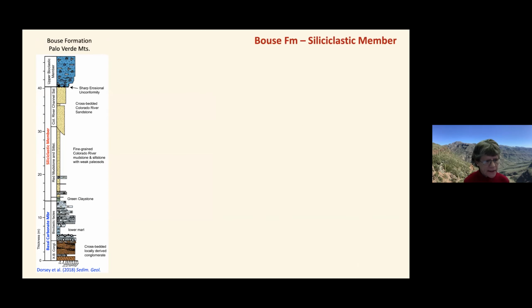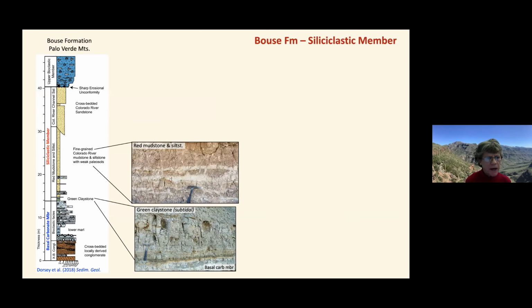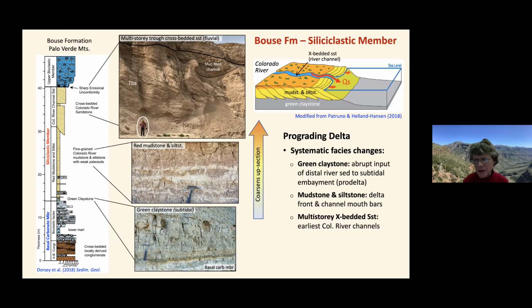And overlying that is a siliciclastic member, which consists of a basal green claystone that's overlain by red mudstone and siltstone with weak paleosols, and then some pretty impressive multi-story trough cross-bedded fluvial sandstone that represents the earliest deposits of the Colorado River. And so this is a systematic coarsening-upward section, which can be readily interpreted as the result of a prograding delta system, with the prodelta clays overlain by delta front and channel mouth bar sands, and then the arrival of the river channel deposits themselves. So this clearly is a record of the first arrival of the Colorado River in the lower river valley at about 5.3 million years ago.